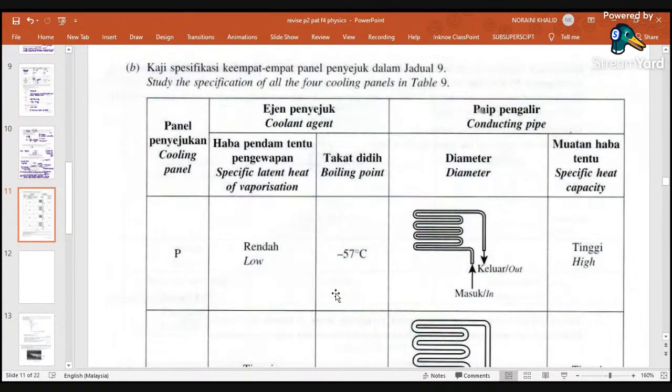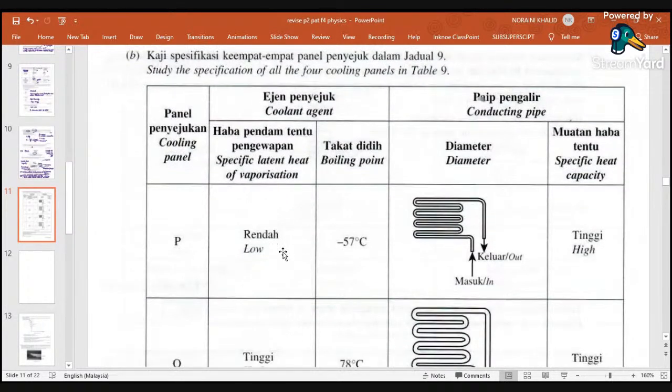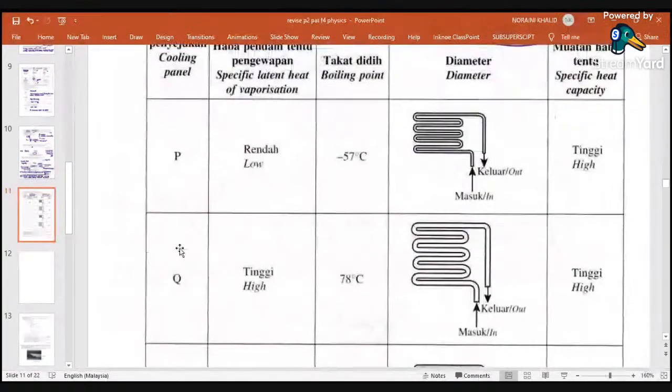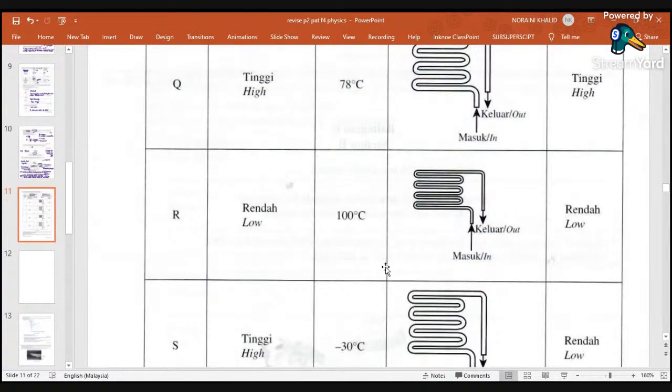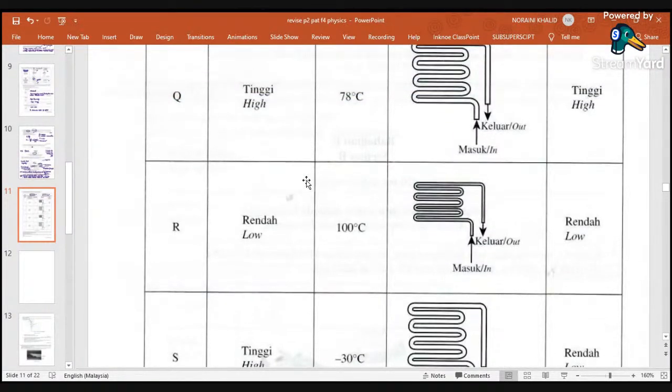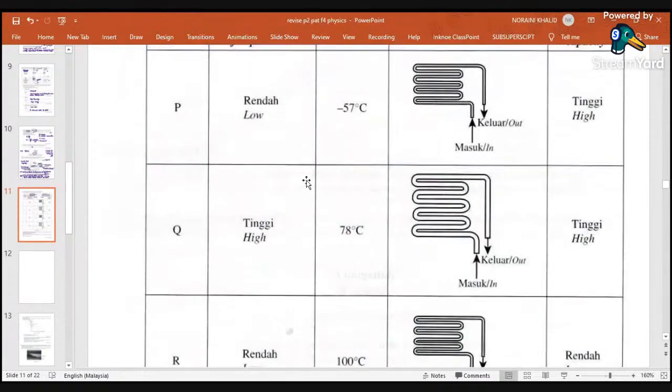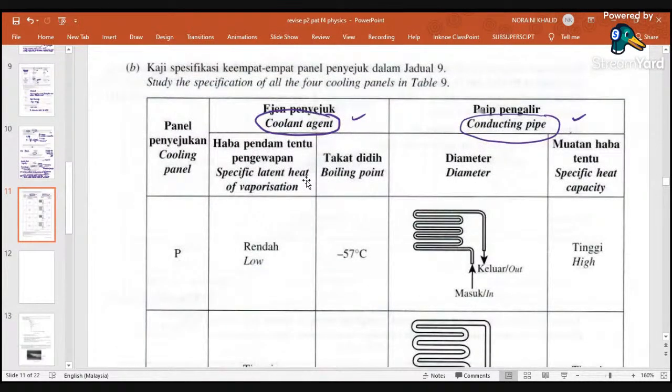Okay, now next part (b), study the specification of the 4 cooling panels in table 9. So we are going to discuss about the cooling agent, means the liquid used, and also the conducting pipe. There are 2 parts, cooling agent and conducting pipe. So for the cooling panel, we must look at these 4 cooling panels, P, Q, R, S. So as a cooling agent, it must be able to absorb a large amount of energy.